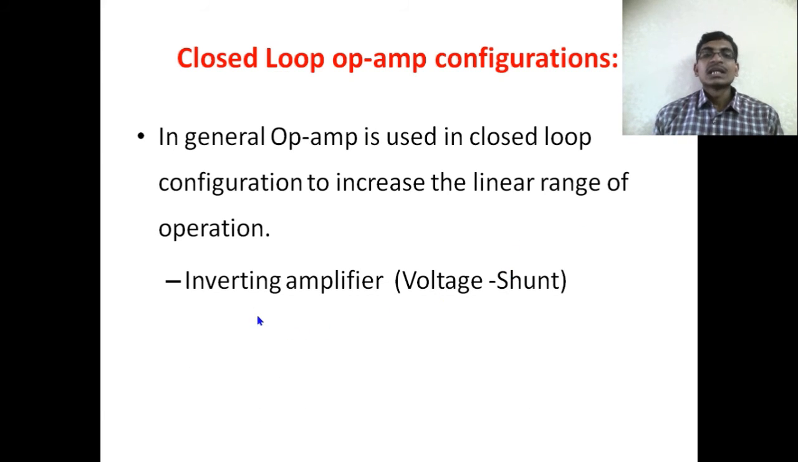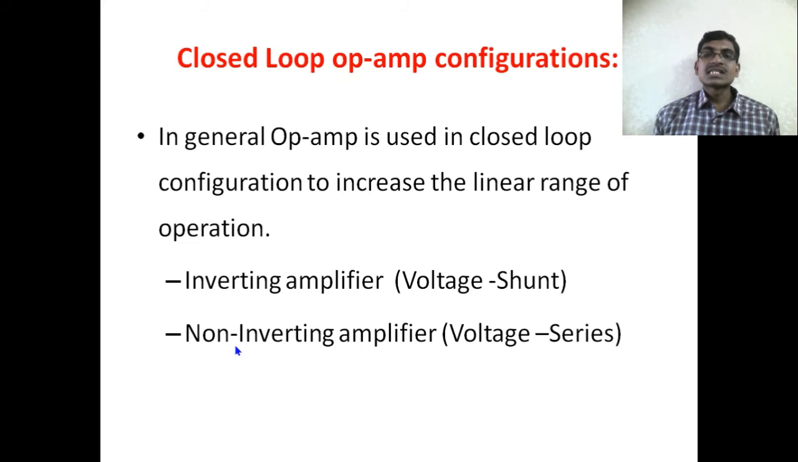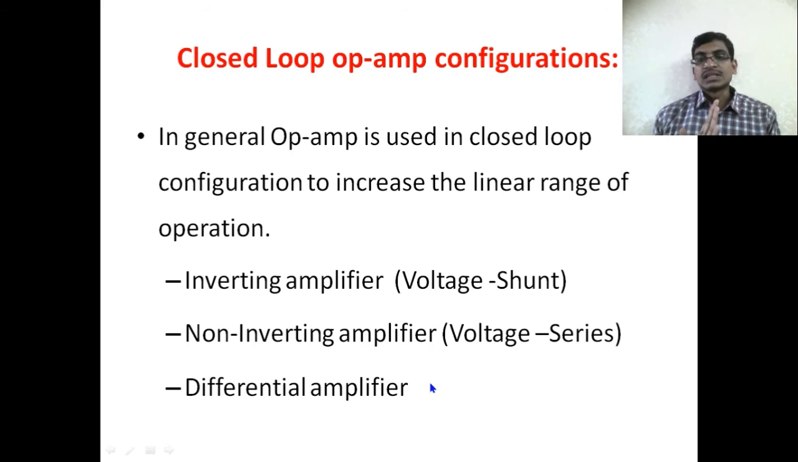Next, in this closed loop op amp configuration, we have three main types. Those are the inverting amplifier, which is nothing but the voltage shunt amplifier. The second one is the non-inverting amplifier, which is also called the voltage series amplifier. And the third one is the differential amplifier. These are the three main configurations of closed loop op amp.